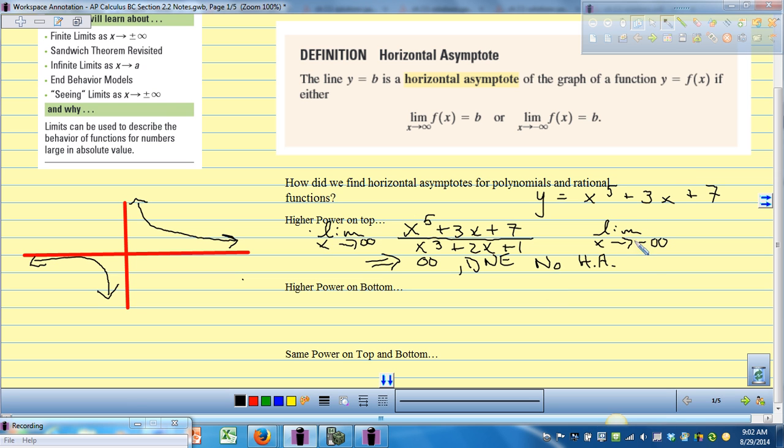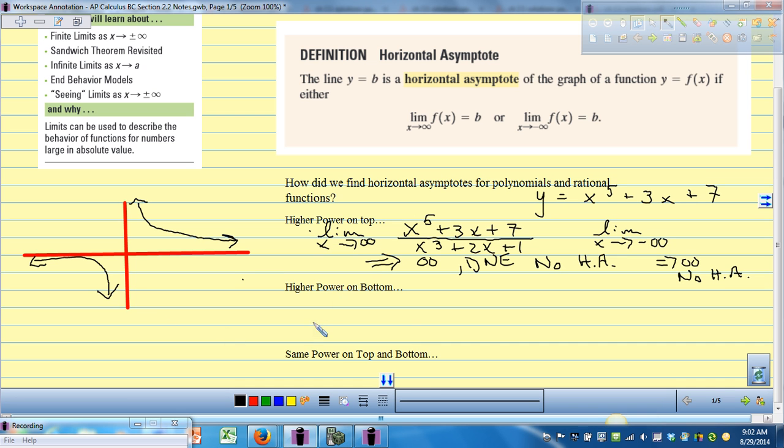Well, conversely, let's say we are going to a large negative number. The limit as x goes to negative infinity. Does anything change? No, because again, we have x to the fifth over x to the third, which is essentially x to the second. And if we put in a large negative number, that's still going to go to positive infinity. So this one will also go to infinity, no horizontal asymptote. Okay?